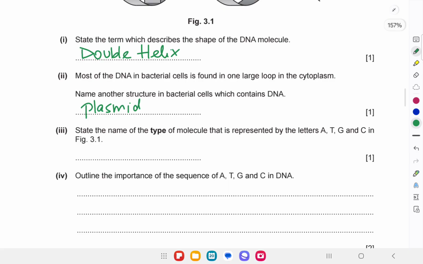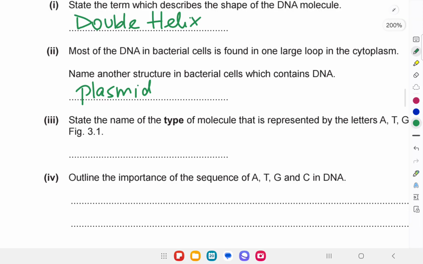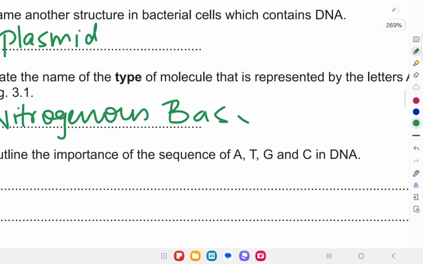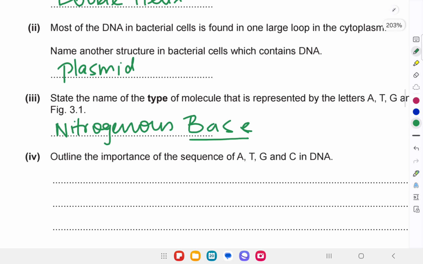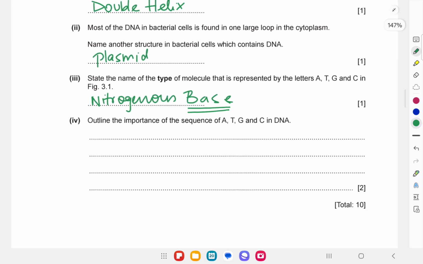State the name of the type of the molecule that is represented by the letters A, T, G, and C. These are clearly the nitrogenous bases. Base is the important word here.